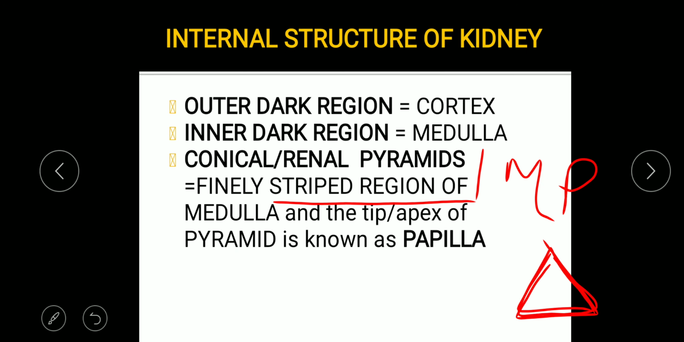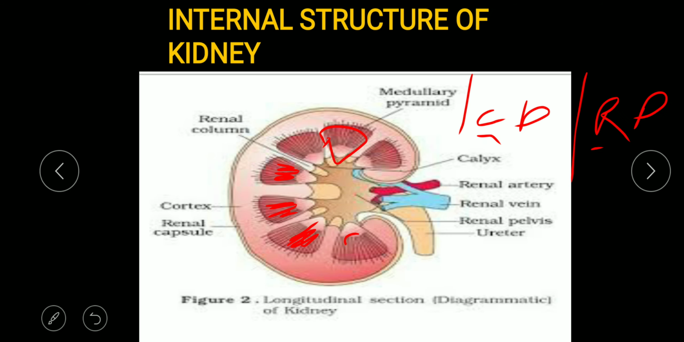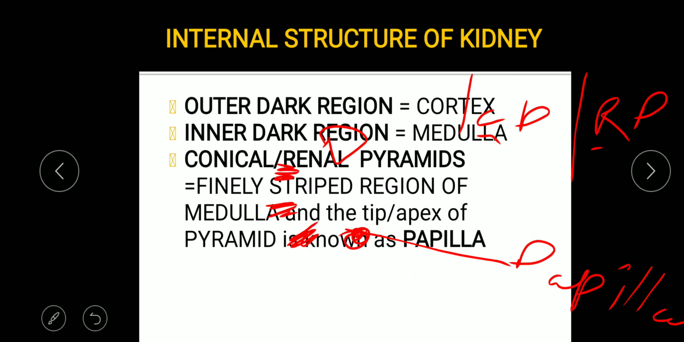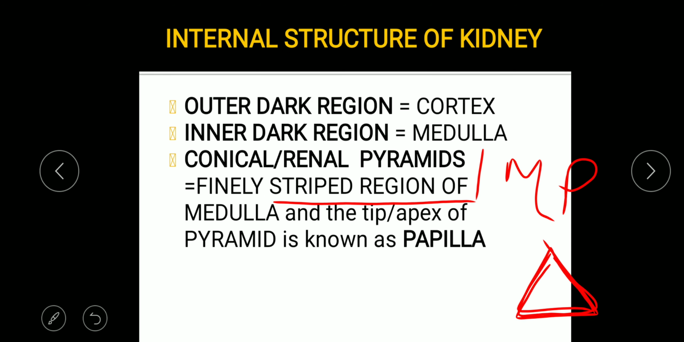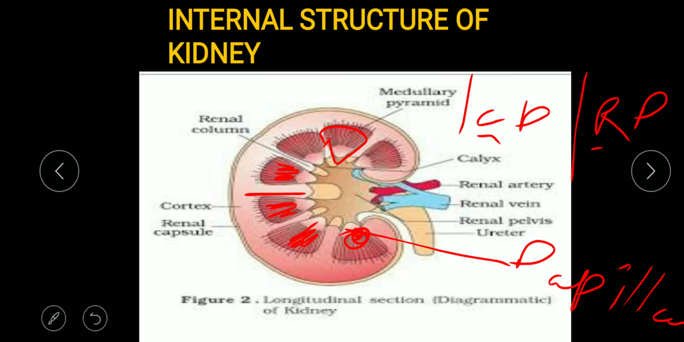Okay. And the tip of the pyramid is known as papilla. This is the tip of the pyramid. So this tip will be known as what? Papilla. P-A-P-I-L-L-A. Okay. Then what are renal columns? The portion of the cortex between the renal pyramids is known as renal columns. This is the portion of the pyramid. In between the renal pyramids, the portion of the cortex is known as renal columns. So these are renal columns. Okay.